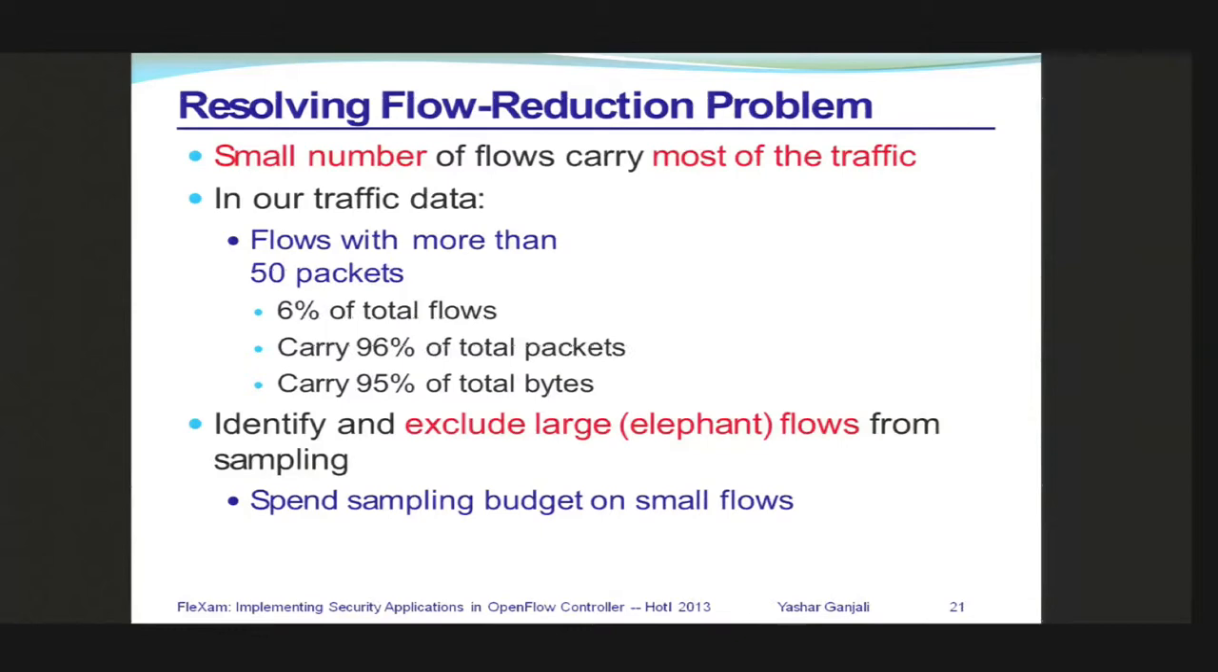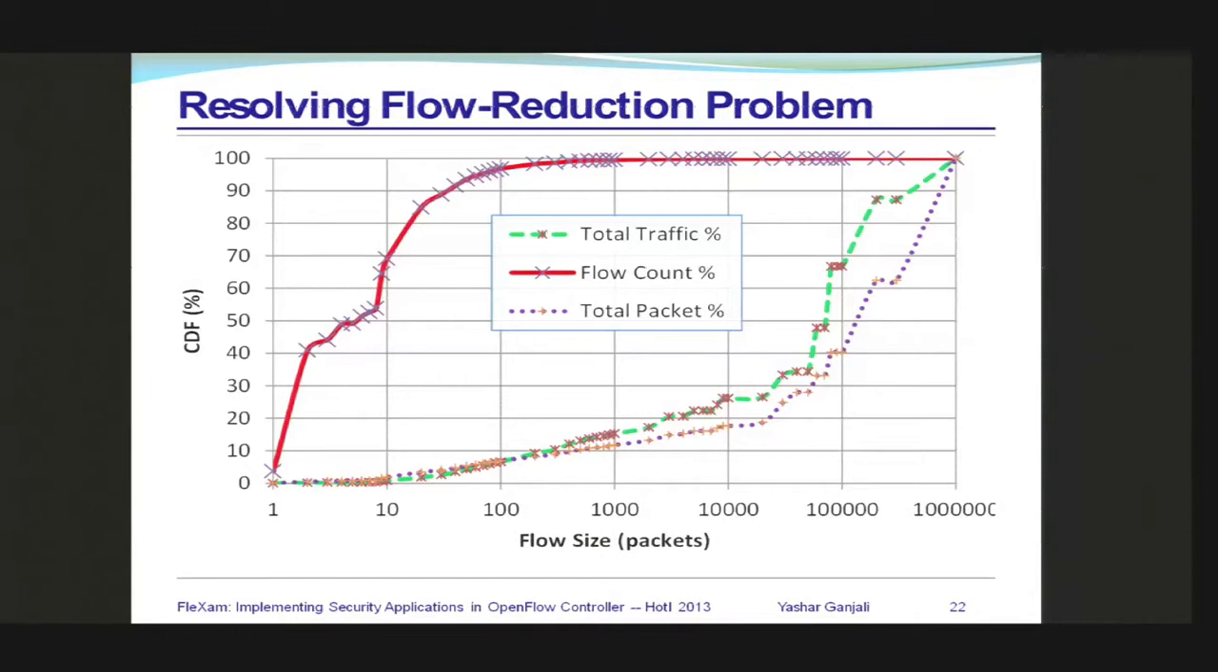So the idea here is if we can identify these long flows, which obviously are not attacks, and exclude them from our data set, then we might be able to do much better by increasing the sampling rate for the mice, the short flows in the network. This graph is where those numbers came from. If you look at the 50% mark, less than 6% of flows have flow durations of more than 50%, but more than 95-96% of the traffic is carried by those flows.